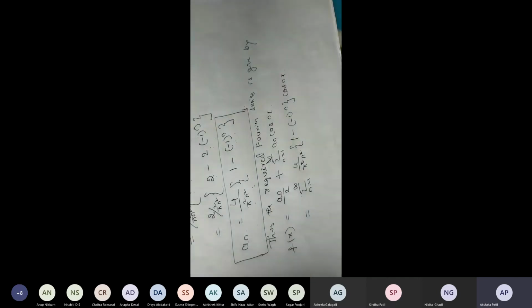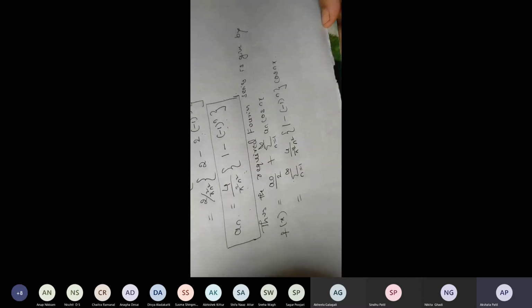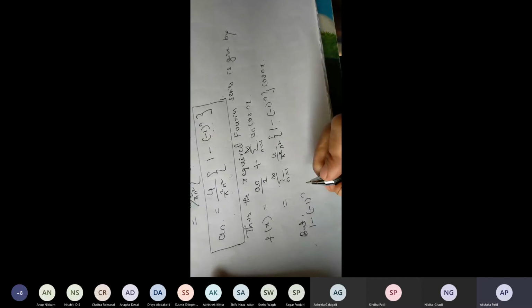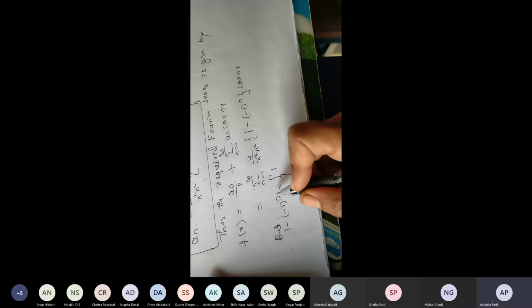So this is the required Fourier series of the given f of x. Now they ask us to calculate pi square by 8 equals 1 by 1 square plus 1 by 3 square plus 1 by 5 square. Just check here the term 1 minus minus 1 raised to n. Suppose n is an odd integer. Odd means 1, 3, 5, 7 like that.